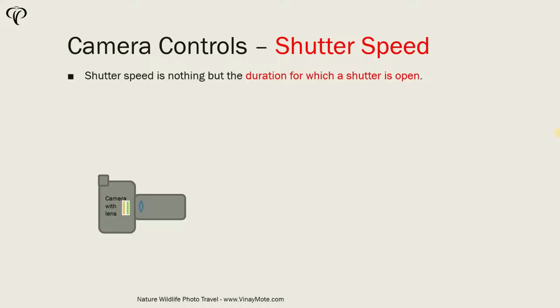So we're going to talk about fast shutter speed and also slow shutter speed, also called long exposure photography. Now let's see where the shutter sits inside the camera assembly.